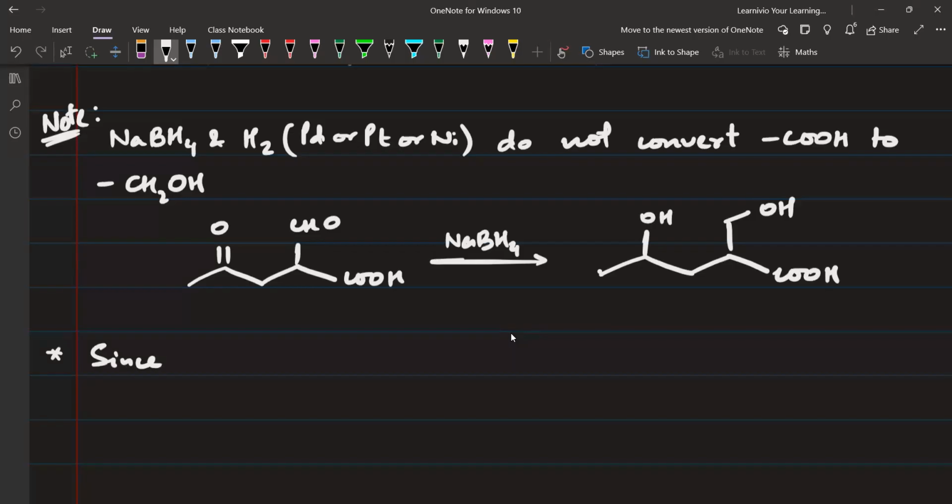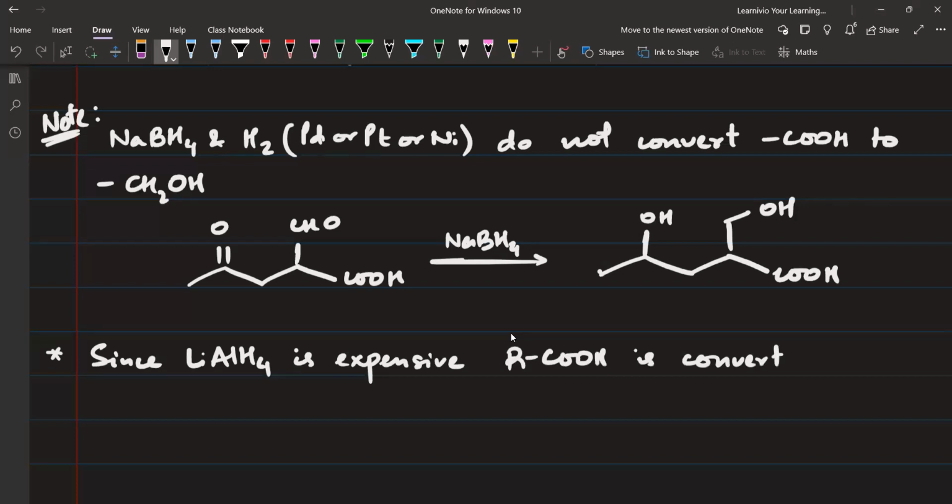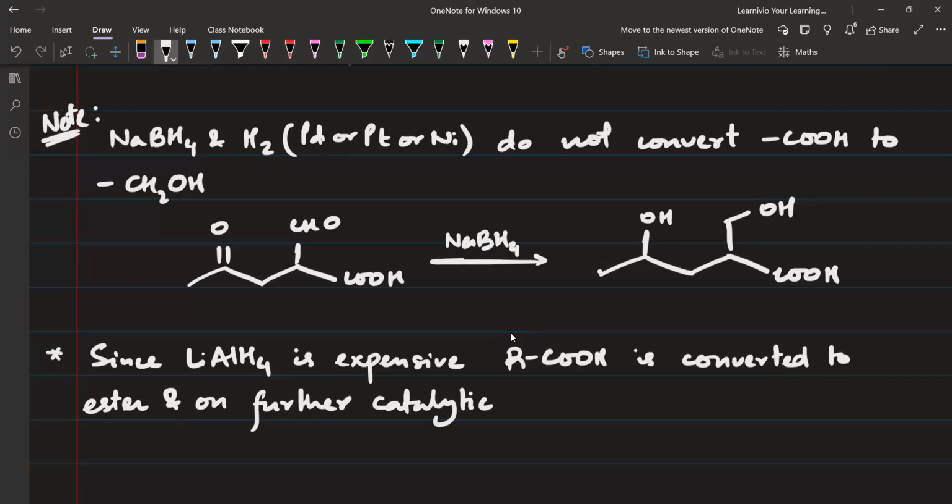Since lithium aluminium hydride is expensive, the carboxylic acid, that is RCOOH, is converted to ester and on further catalytic hydrogenation, it gives alcohol.